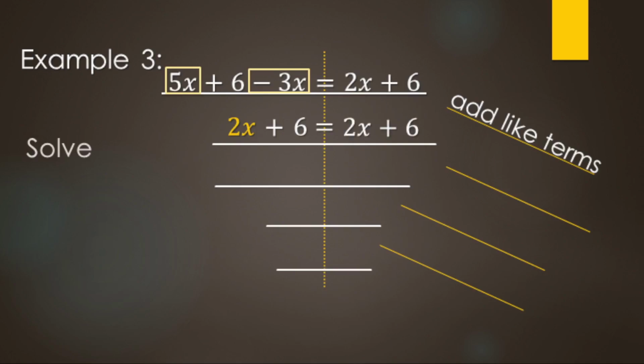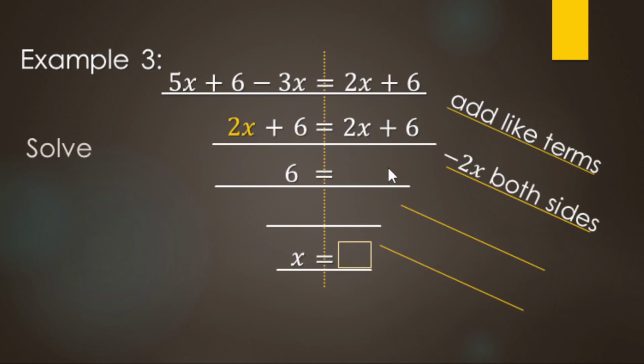It's already simplified. Now that both sides are cleaned up, we're going to have the x's on the left side here. So we're going to undo these positive 2x's with a minus 2x's to both sides. So 2x's minus 2x's makes no more x's, just the 6. And then on the right-hand side, 2x's minus 2x's, no more x's, just a positive 6. So here we have 6 equals 6.